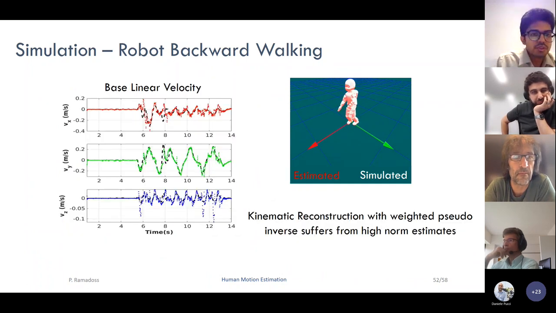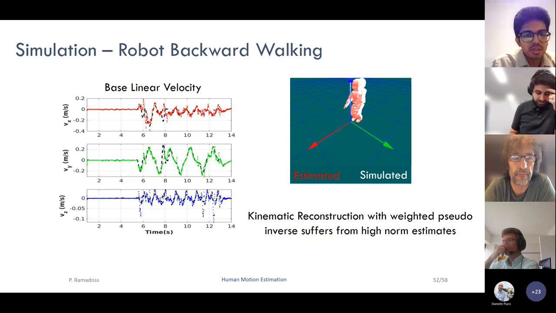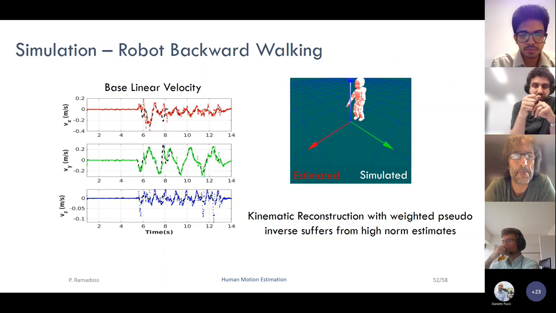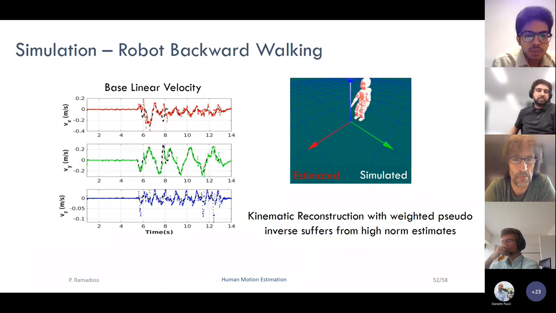In this slide, we notice the reconstruction of the base velocity by the contact aware EKF, and we see in black the Vicon measurement based ground truth velocity. It was observed that the kinematic reconstruction with weighted pseudo inverse suffers from high norm estimates in the joint velocities, which then are propagated into the base velocity computations.